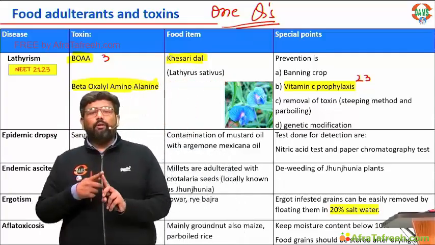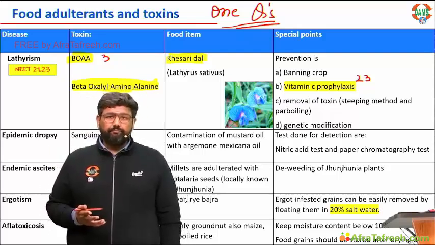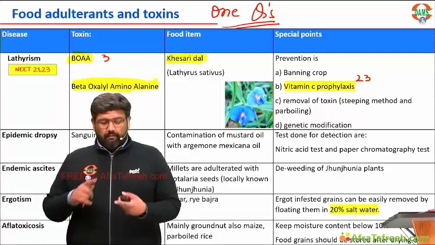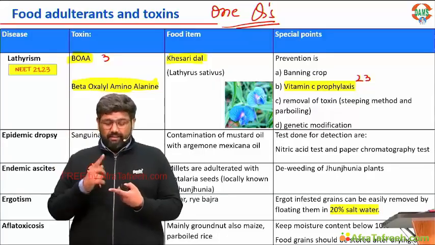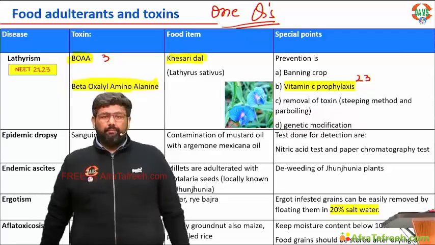Five points from this lathyrism. Number 1, toxin, BOAA. Food, it is khesari dal. How can you prevent it? Ban the crop, genetic modifications, removal of toxin, and vitamin C prophylaxis.